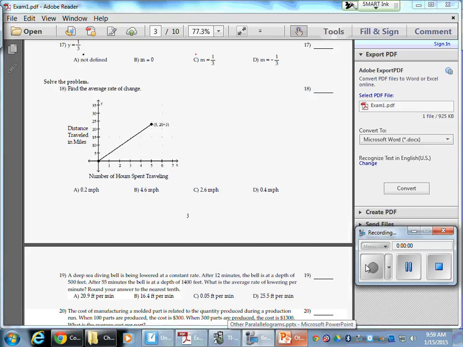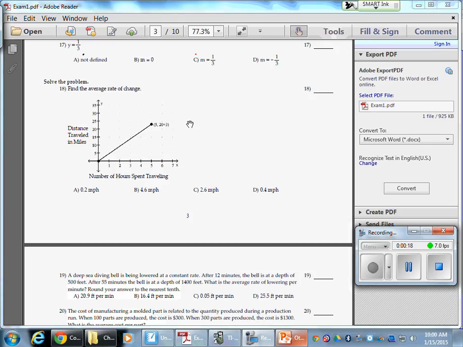Try to give this a shot. Number 8. Find the average rate of change. This is the number of hours spent traveling on the x-axis, and the distance traveled in miles. Average rate of change just means the slope. So it looks like, would that be 23?